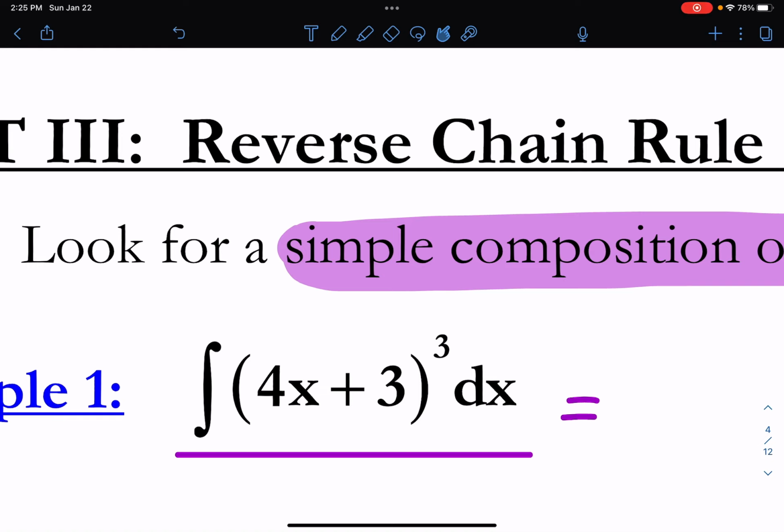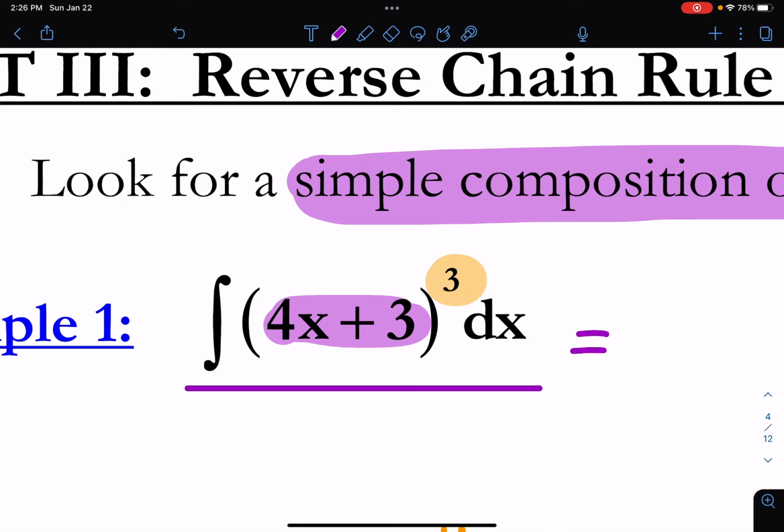And so you have to look and realize what is inside of what. Parentheses are very helpful, right? I can see 4x plus 3 here, right, is all raised to the third power, okay? And so basically what I want you to focus on is, okay, if 4x plus 3 is in the parentheses, anti-chain rule just means divide by its derivative. So the derivative of 4x plus 3 is just 4.